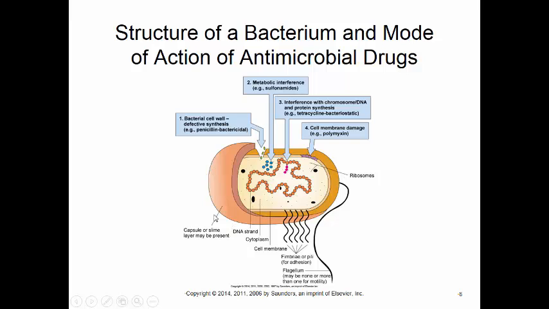Here we see there's a capsule or slime coat, and we have the cell wall. There's a strand of DNA, there's a cytoplasm, there's a cell membrane. There may be fimbriae or pili that help it attach and adhere to other surfaces. And there may be a flagella or may not be a flagella. And there are ribosomes inside of the bacteria.